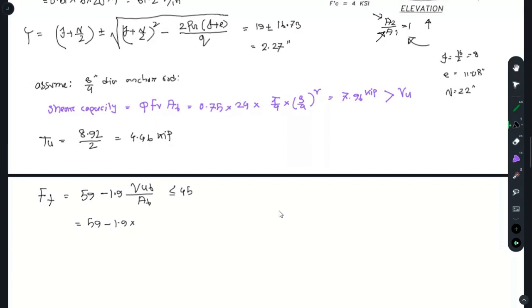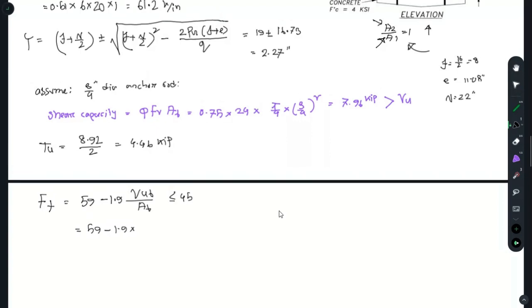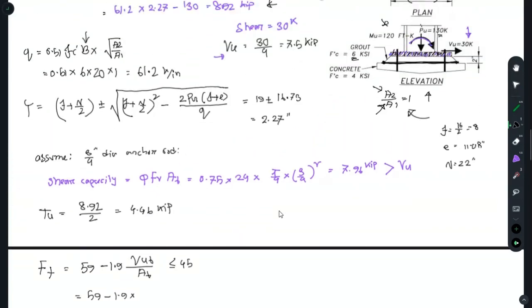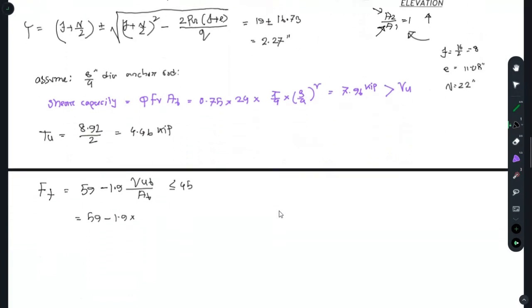So we'll find this 59 minus 1.9. We have a shear of 7.5, if I'm not wrong, in each bolt, and the area of the anchor rod is pi by 4 into 3 by 4 squared, and you will get a value of 26.7 KSI, which is less than 45.